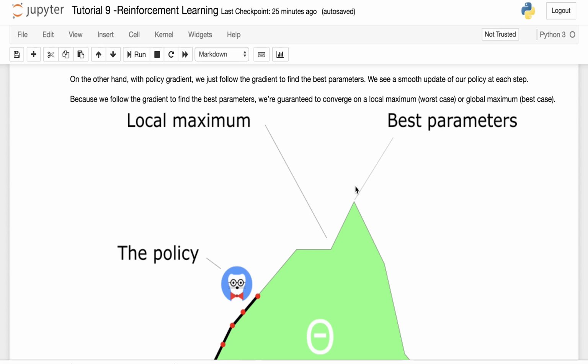Great. So we smoothly update our policy at each step because we follow the gradient to find the best parameters, and we are guaranteed to converge to a local maximum. That's actually the worst case, and the global maximum the best case. So you have a guarantee that in the worst case you have reached your local maximum. You have no such guarantees in Q learning algorithms, which are value based. Okay, great.